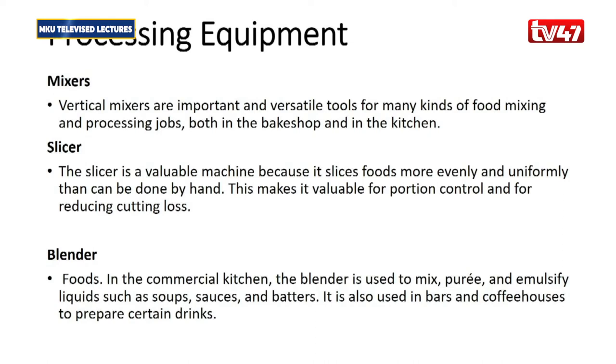We have slicer. A slicer is a machine that is used to slice food more evenly. If you want your food to appear uniform, like bread, if you want to have uniform slices, then you will use a slicer to slice your bread, so that when you are giving out portions, you have equal and uniform portions, so that it doesn't look like others get bigger portions and others get smaller portions. So you will use a slicer in order to come out with equal portions. Then we have also blender.